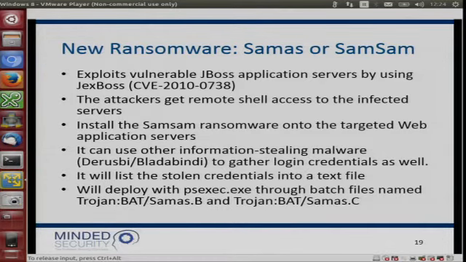After exploiting this vulnerability, the attackers got remote shell access to the infected servers. They installed the SamSam ransomware onto the targeted web application servers. So how did they know that there was a vulnerable JBoss server? They were using systems like the one I showed you before. They were searching for the vulnerable version of JBoss, and they found it exposed on the internet.